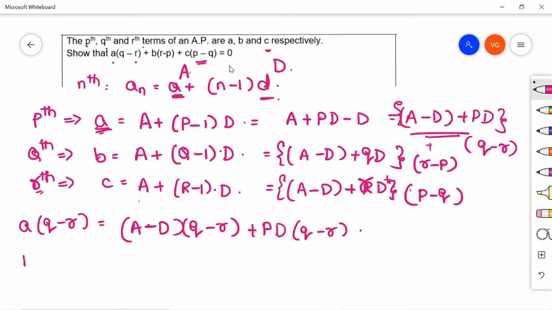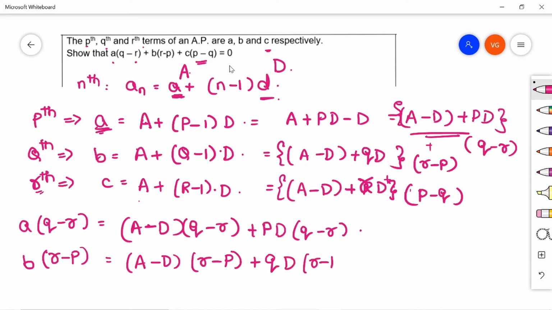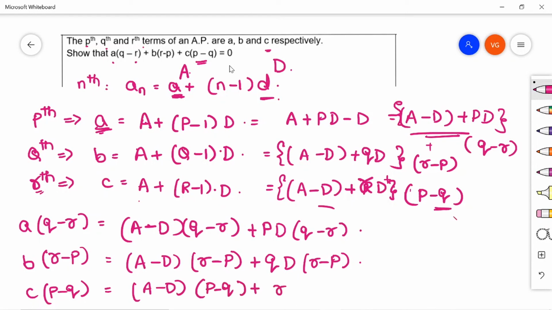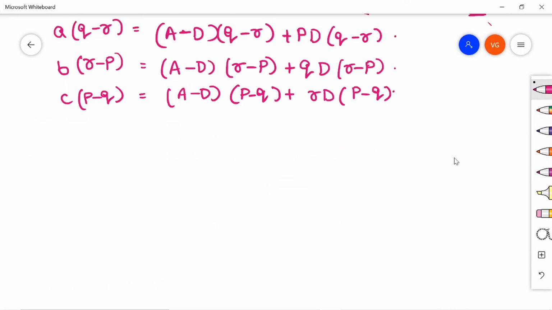Right. Then b into (r minus p). That is (A minus D) into (r minus p) plus qD into (r minus p). What is the third term we have? c into (p minus q). Again do (A minus D) into (p minus q) plus rD into (p minus q).